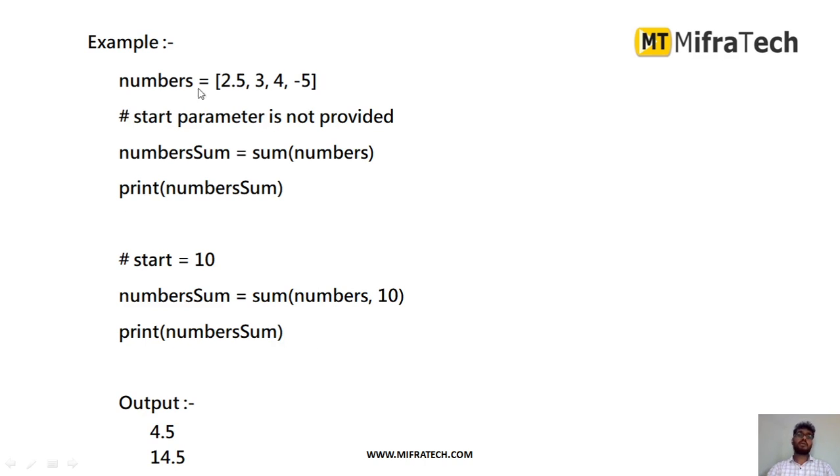As you can see in this example, I have taken numbers is equal to a list of values 2.5, 3, 4, minus 5. I have given this list as a parameter to the sum inbuilt function, and I have stored my output in numbers_sum. It will just add all these elements: 2.5 plus 3 plus 4 minus 5. If I print numbers_sum, I am going to get the output as 4.5. As you can see, 3 plus 4 is 7, and 7 plus 2.5 is 9.5.